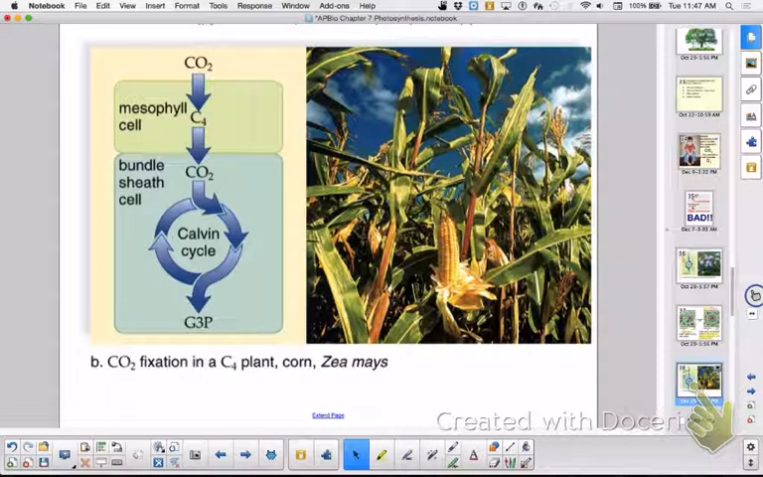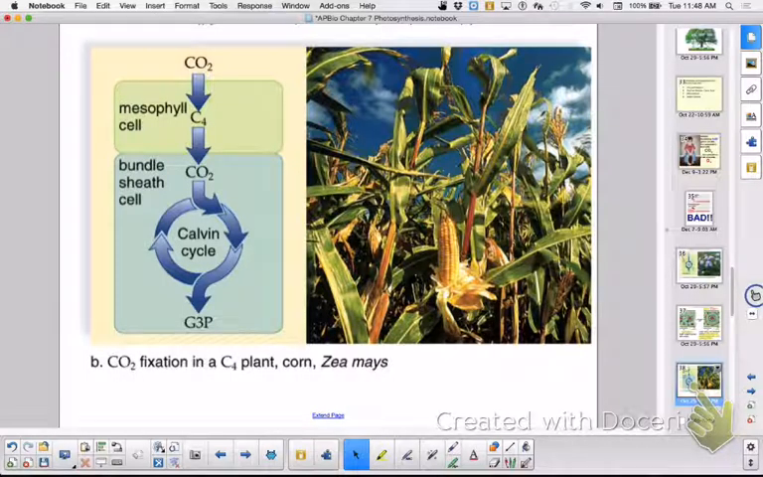On your notes, if you go to C4 plants, an adaptation to avoid photorespiration, it is a partition in space. Partition in space. So their bundle sheath cells surrounding the leaf veins are larger and photosynthetic and surrounded by their mesophyll cells arranged in a ring and forming a layer of insulation.